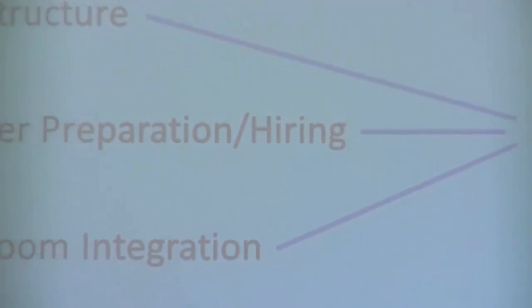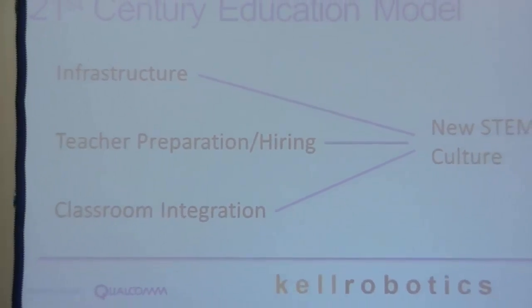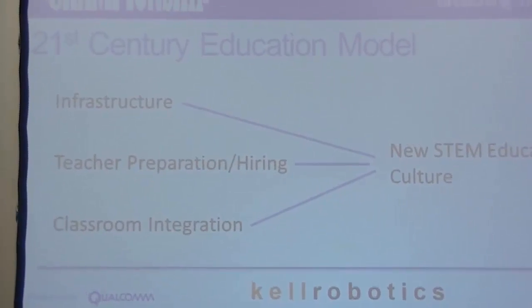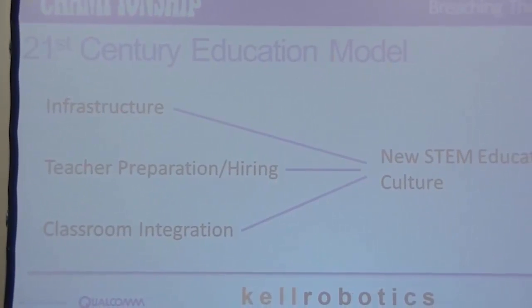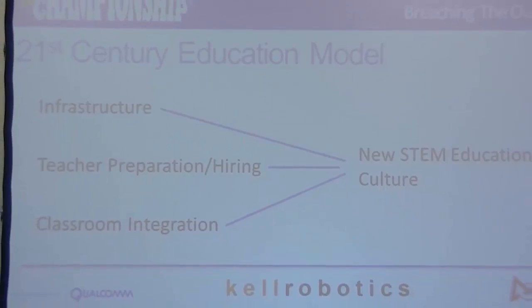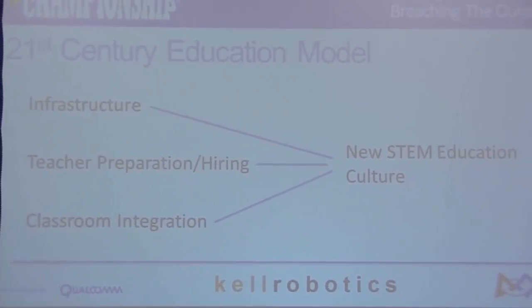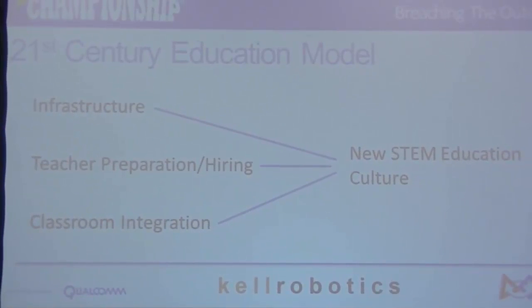All right, and this is really starting to get into our specific model and what it is and what we're saying that could be implemented in other states. So these are the main three areas of our model. So the infrastructure that we talked about, preparing new teachers and hiring them, and then integrating FIRST into the classroom.